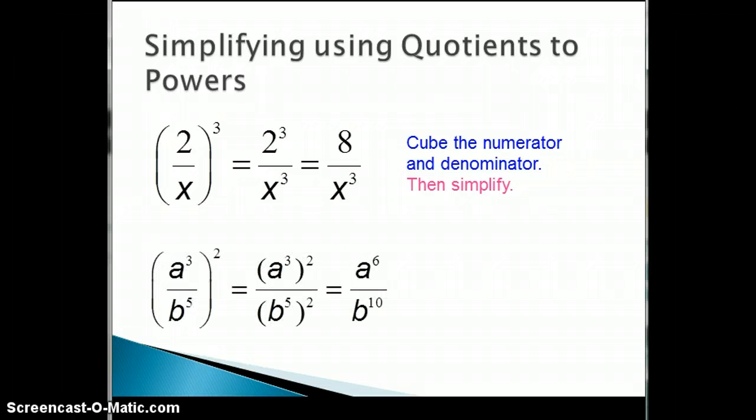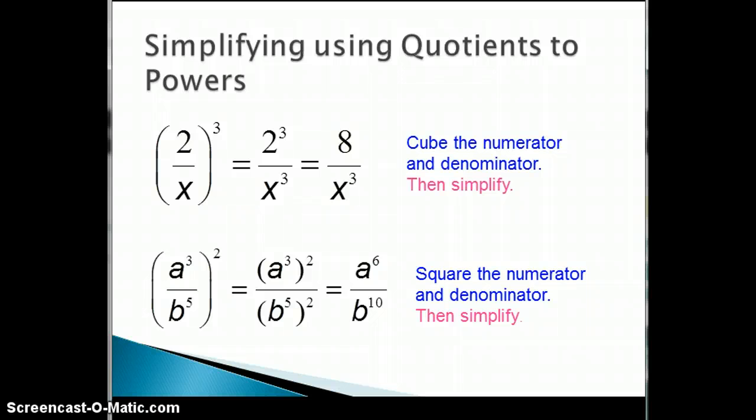Here's another example where we have a to the 3rd power over b to the 5th power, and all that quotient is being raised to another exponent. So again, we need to apply the quotients to powers rule that says to square both the numerator and the denominator. And notice that in the numerator we have a power that we need to square. So a cubed needs to be squared. So we'll need to use that power to a power rule that you learned earlier, which says that we multiply the exponents. So we multiply the exponent of 3 times the exponent of 2 to get an exponent of 6 on the a.